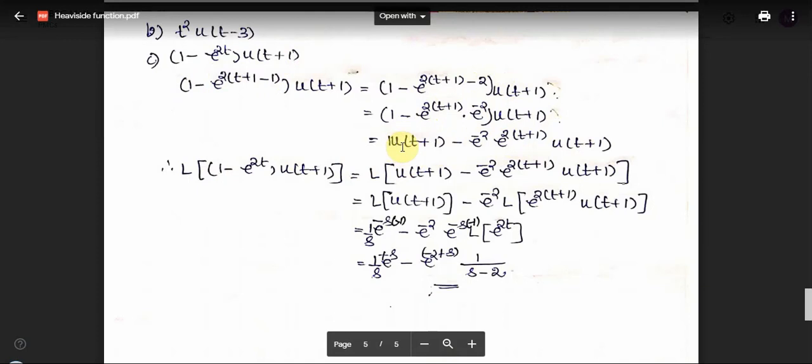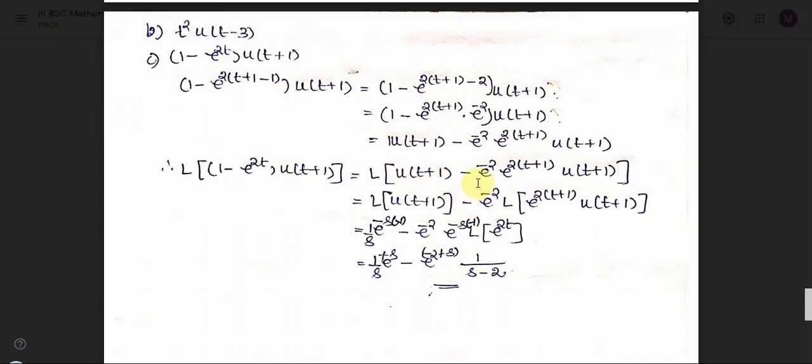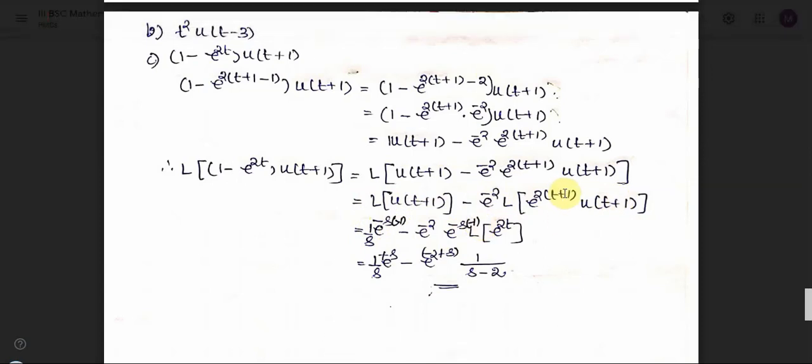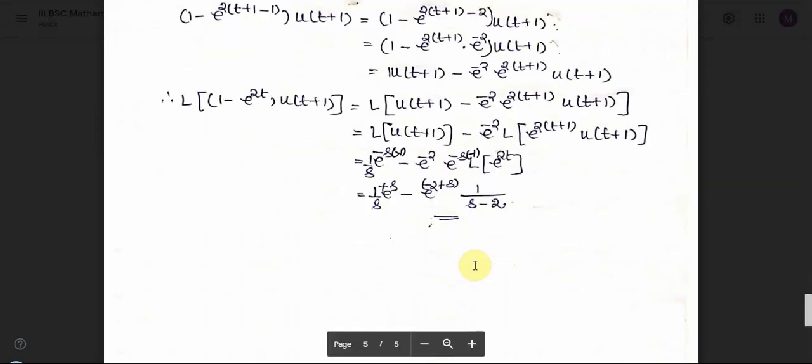Then take the Laplace transform, L of this one minus e power minus 2 into L of this one. This is reducing to e power minus sa. This is L of u of t plus 1. 1 by s into e power minus sa. A is minus 1. Minus e power minus 2. E power minus sa. A is minus 1 here. L of, wherever there is plus 1, I should ignore. Therefore, it becomes L of e power 2t. That is 1 by s minus 2. Therefore, this is the final answer we have.